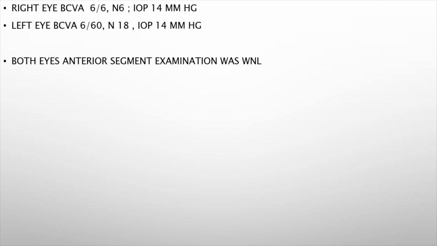Her best corrected visual acuity was 6/6, N6, with intraocular pressure of 14 millimeters of mercury in the right eye. And in the left eye, her best corrected visual acuity was 6/12 and N6, with the intraocular pressure being 14 millimeters of mercury.